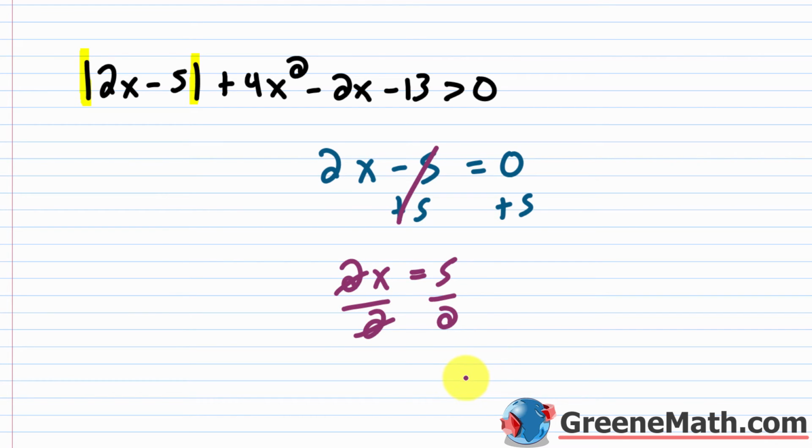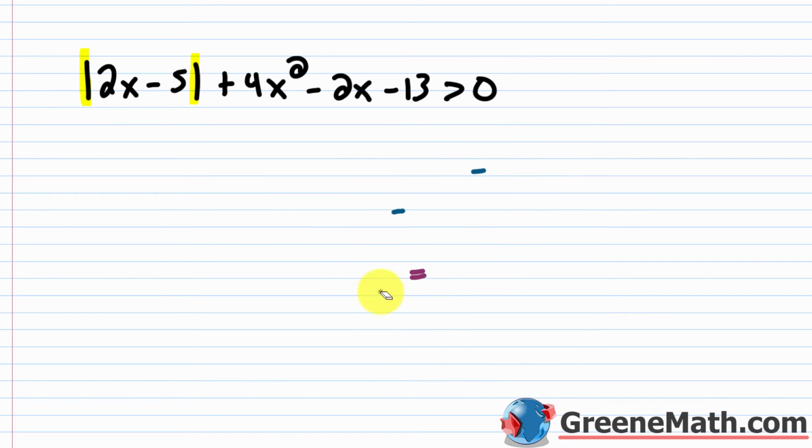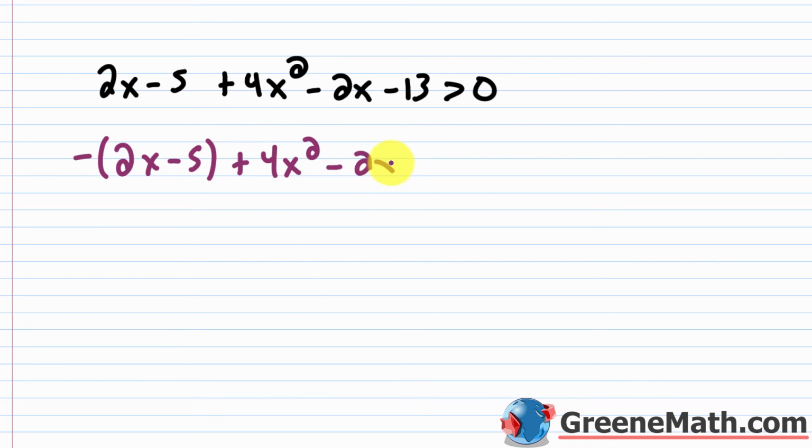Okay, so if x is 5/2 or anything larger than 5/2, then what I want to do is just drop the absolute value bars. So I just want this guy right here, like this. Let me get rid of that. And then if x is less than 5/2, what I want to do is drop the absolute value bars, but I want to replace it with its opposite. So the negative of 2x minus 5 like this, and then plus 4x squared, and then minus 2x, and then minus 13 is greater than 0.